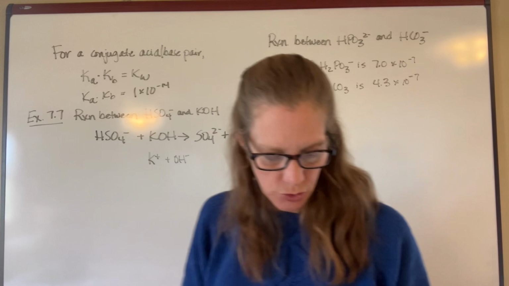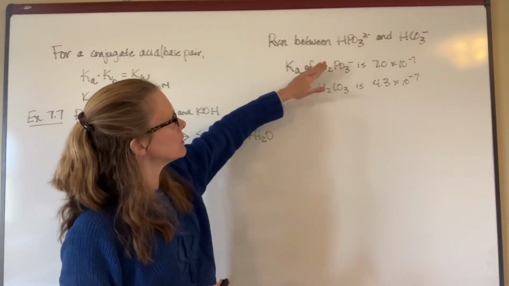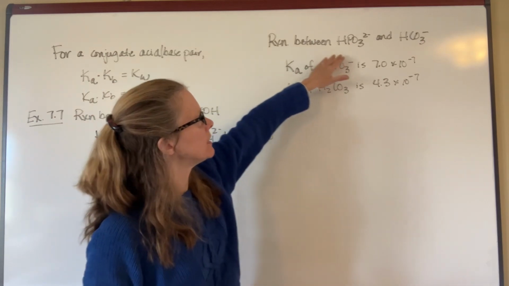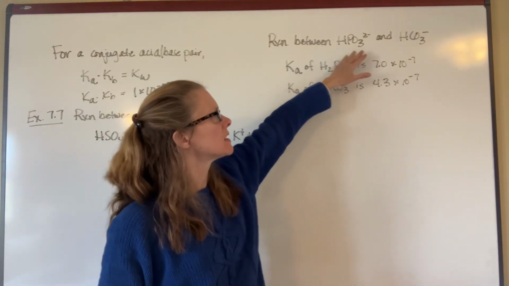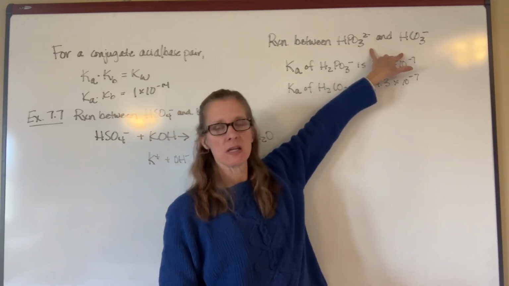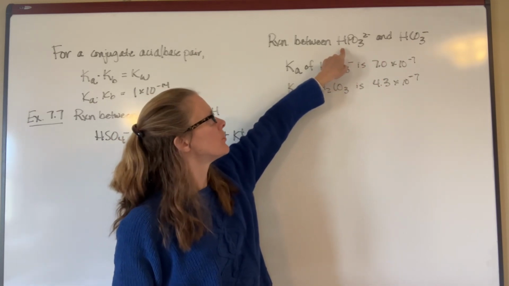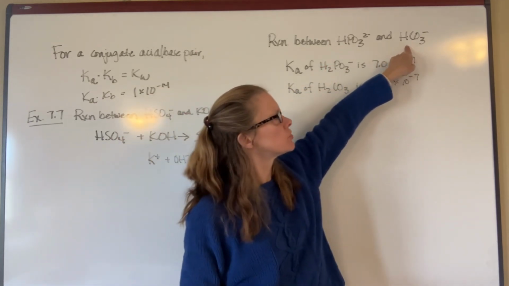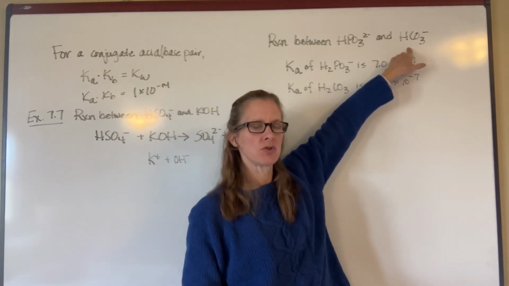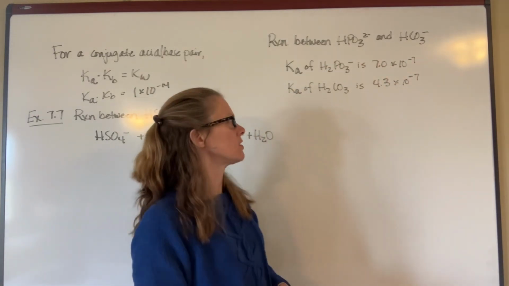But now let's look at the second part of the problem, where they're asking you to write an equation for the reaction between HPO3 2- and HCO3-. Neither one of these is strong. They're both weak. So how am I going to determine whether this one donates the hydrogen in this direction, or whether this one donates a hydrogen ion and it goes this direction? How am I going to know which one is which?